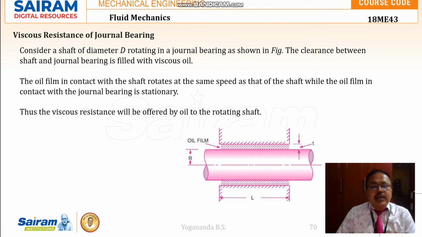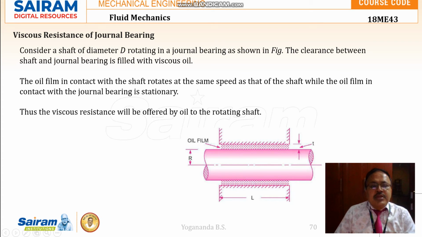So we are considering a shaft here of diameter capital D, so radius is capital R here, rotating in a journal bearing. So the shaft is rotating between the two sleeves of the journal bearing. The sleeves are taken for a length of L. The clearance between the shaft and the bearing is filled with the viscous oil. So the shaft has to get rotated in this journal bearing which is filled with viscous oil.